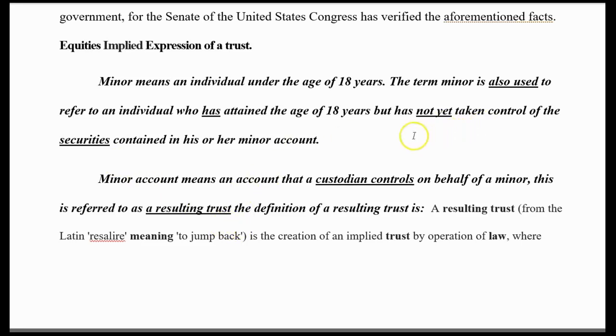There it is. They imply these trusts. This has all the elements of a trust. Minor accounts means an account that a custodian controls on behalf of a minor.